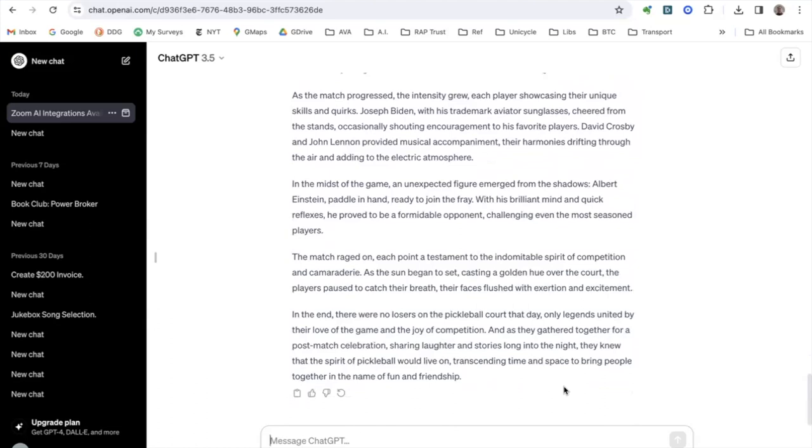And let's read the last paragraph. So in the end, there were no losers on the pickleball court that day, only legends united by their love of the game and the joy of competition. And as they gathered together for a post-match celebration, sharing laughter and stories long into the night, they knew that the spirit of pickleball would live on, transcending time and space to bring people together in the name of fun and friendship.